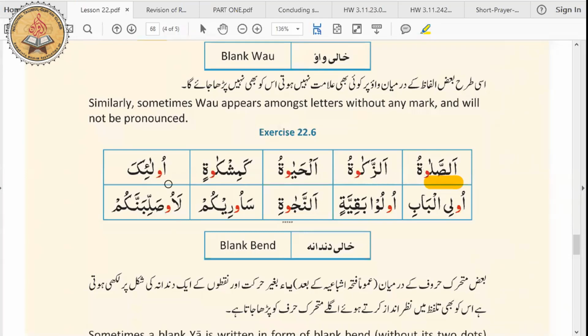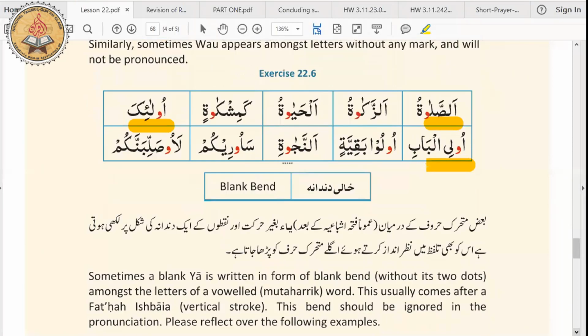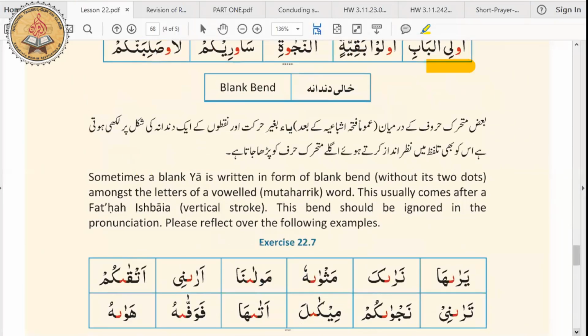As-salatu. And how do you read this one? Ulaika. Yeah. And can you try it once more, please? Ulaika. Well done. Excellent. You read really well. Do you want to try this one? Yeah, please. Ulil babi. Excellent. Well done. Okay, we'll quickly do the next exercise as well.